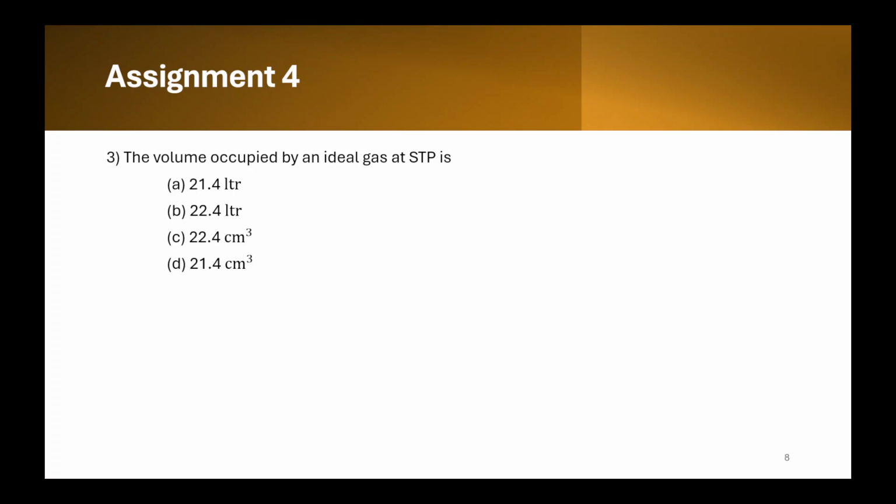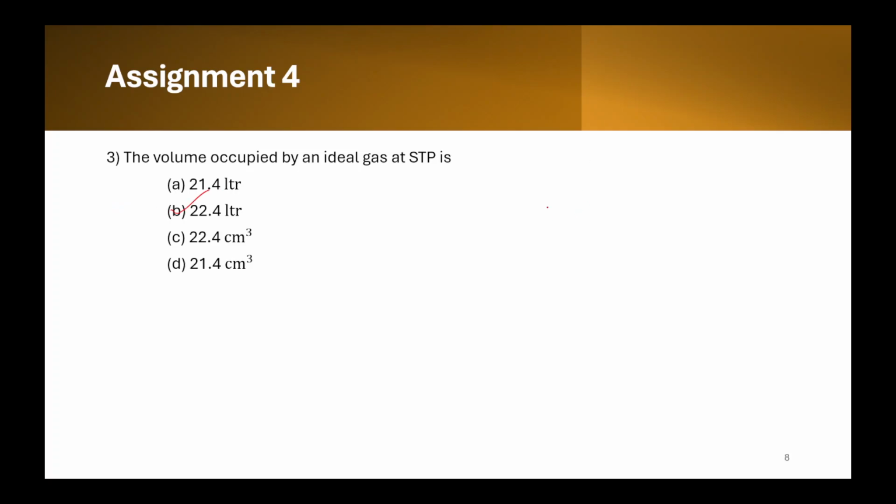Next question. Volume occupied by an ideal gas at STP is, I have already told you this. What would be the correct answer here? The volume occupied by an ideal gas at STP is, okay, do not write in the chat box. You can unmute yourself and give me the answer. B. Yes, correct. B is the correct answer here.